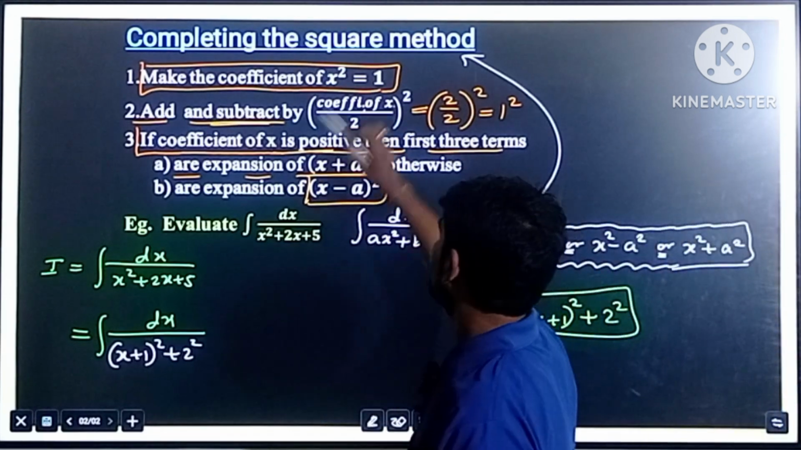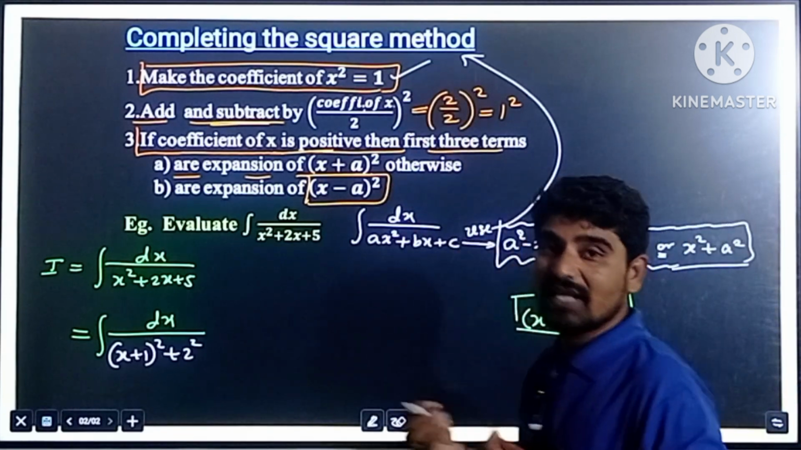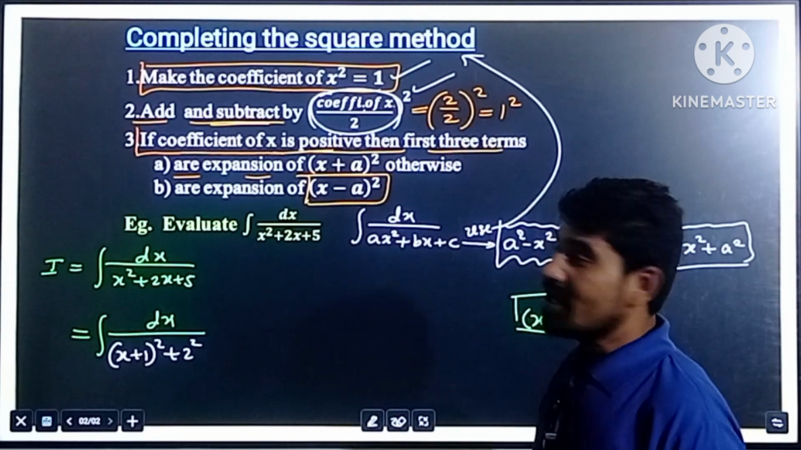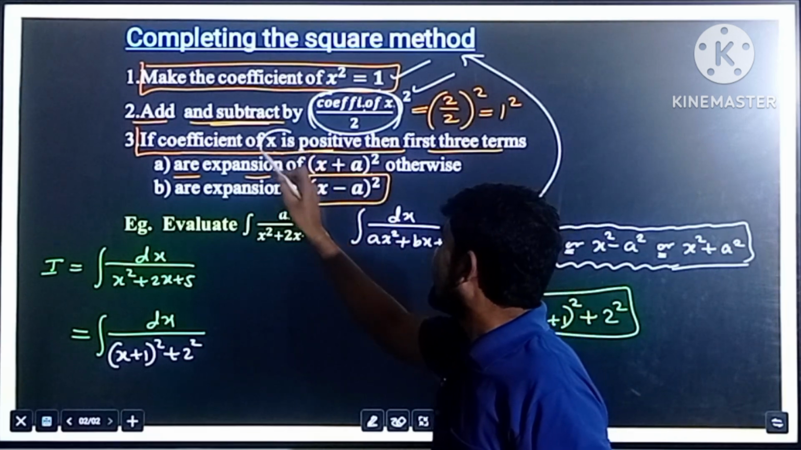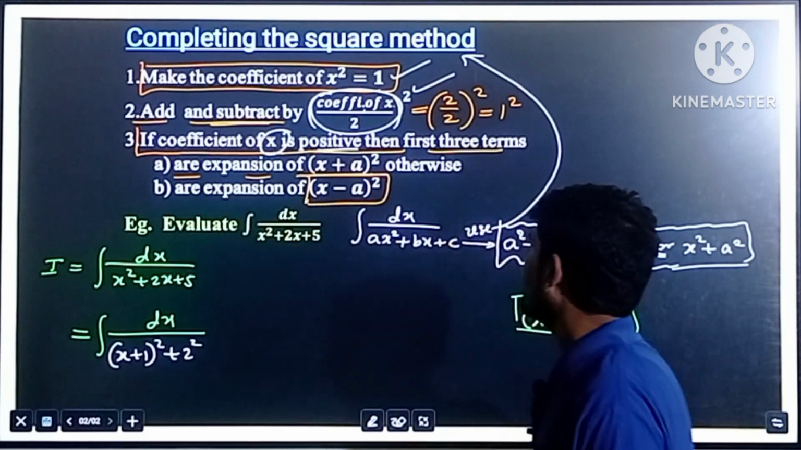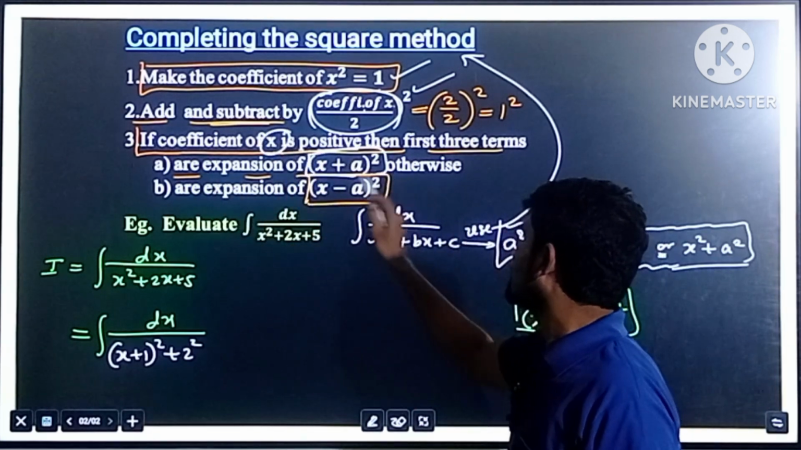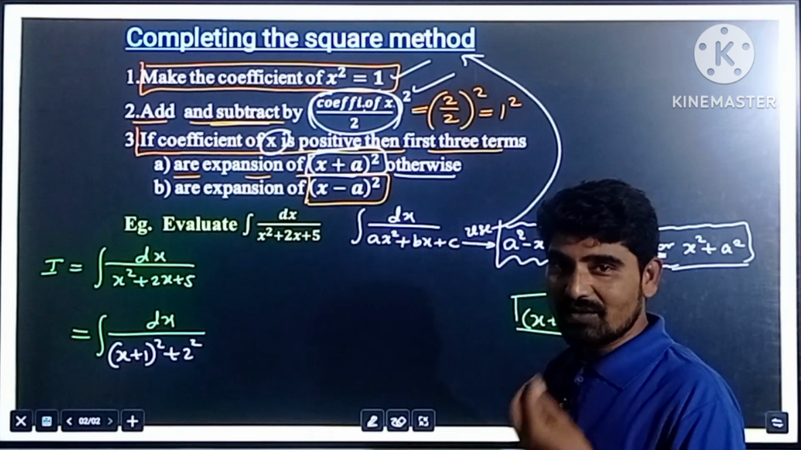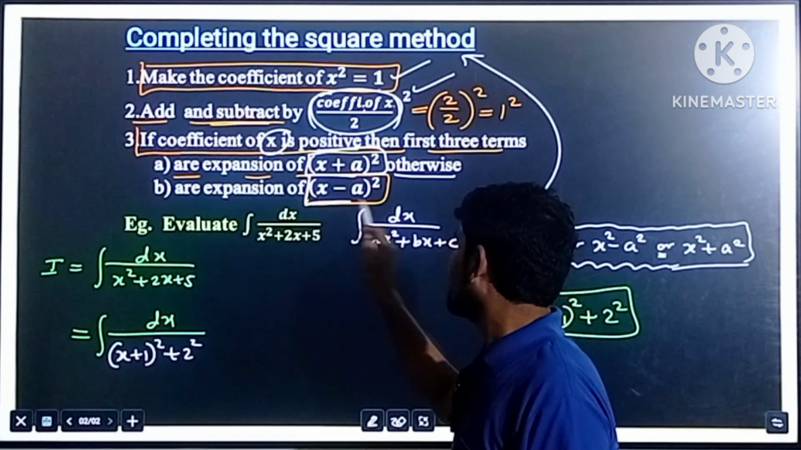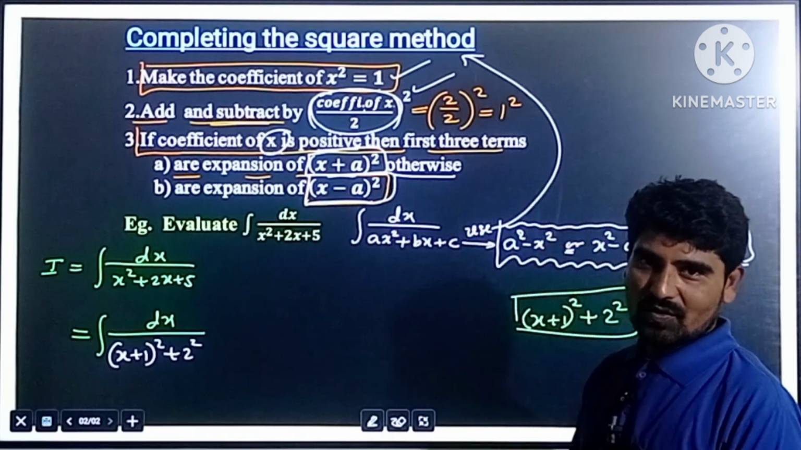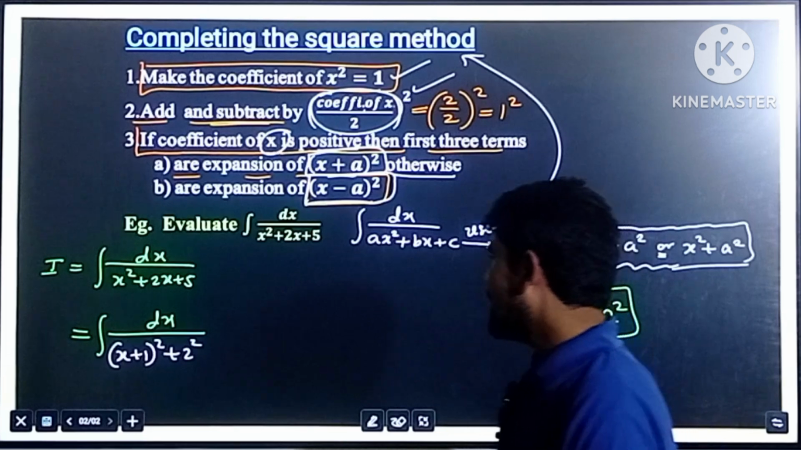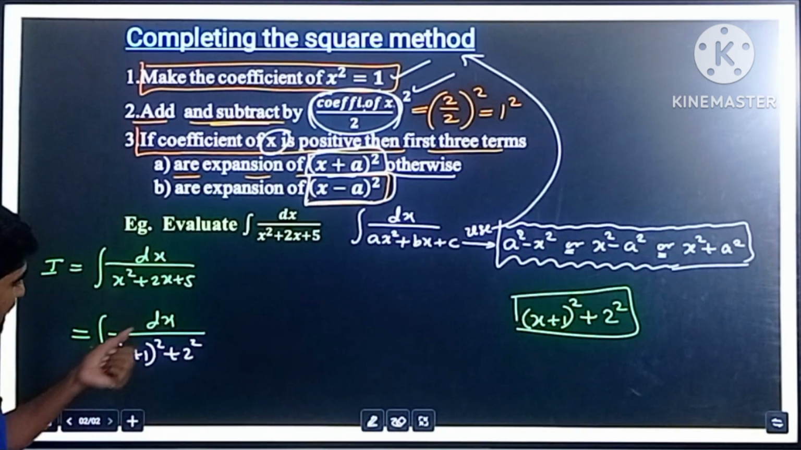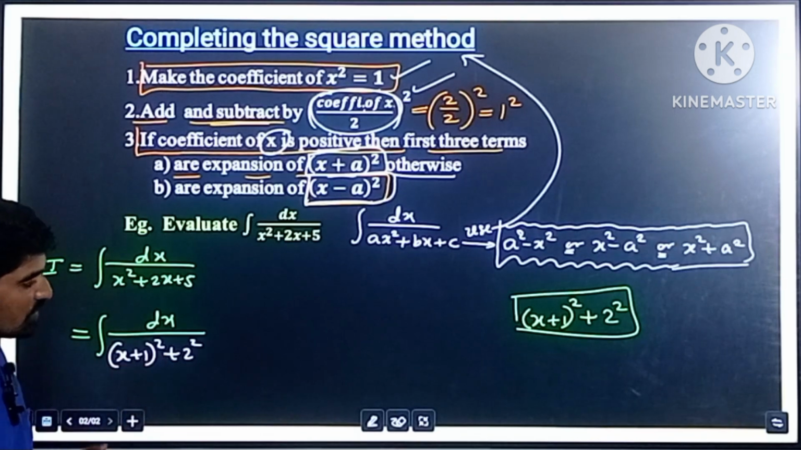Just make the coefficient of x square equal to 1 and then add and subtract the coefficient of x by 2 whole square. If the coefficient of x is positive, then the first three terms are the expansion of x plus a whole square. If the coefficient of x is negative, then the first three terms are the expansion of x minus a whole square. I hope all of you are understanding. Now see here, finally, we have I equals integration of dx divided by x plus 1 whole square plus 2 square.